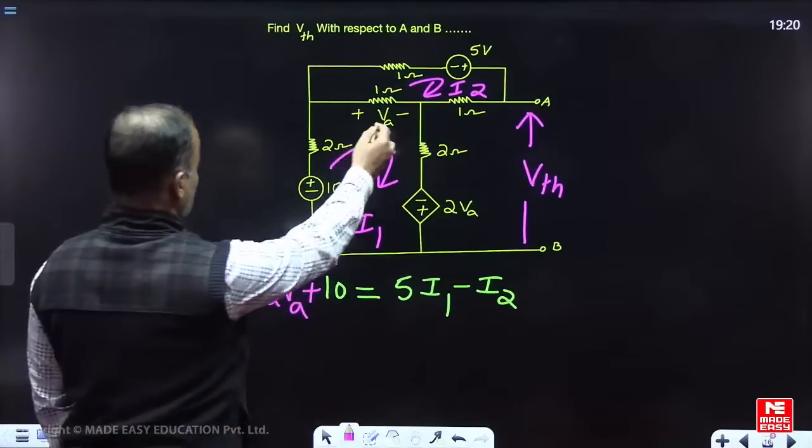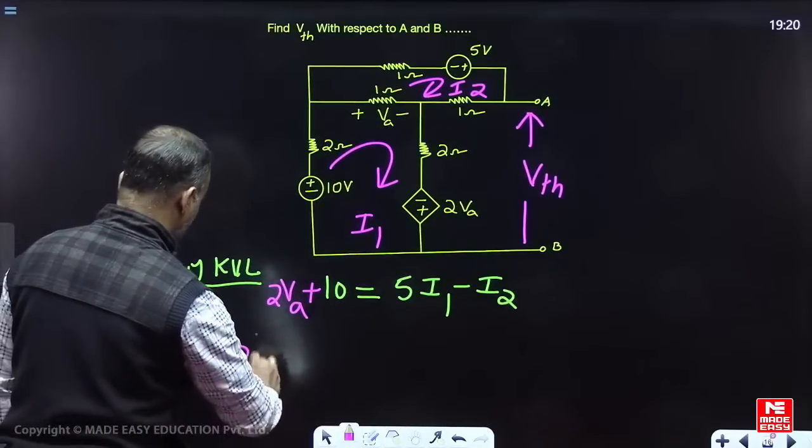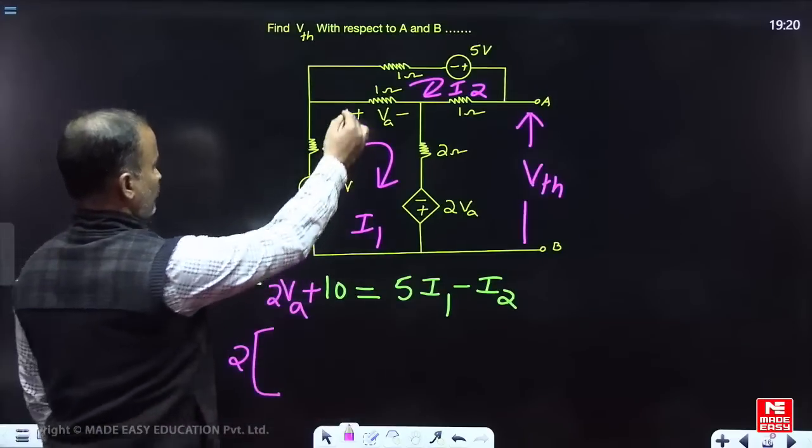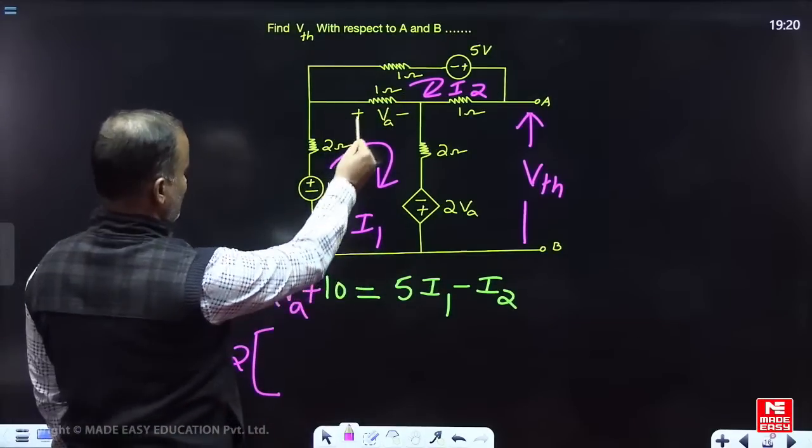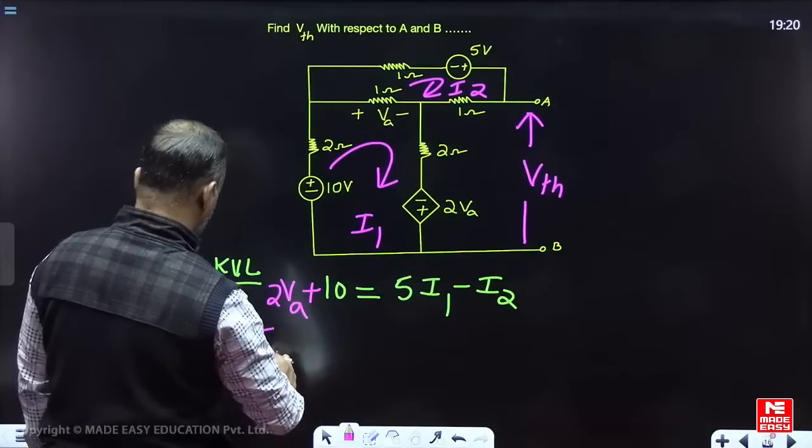Now in this example, come to the VA relation. What is the meaning of this VA? VA is the voltage across the 1 ohm resistance. In the 1 ohm resistance, I1 is entering at the positive terminal.